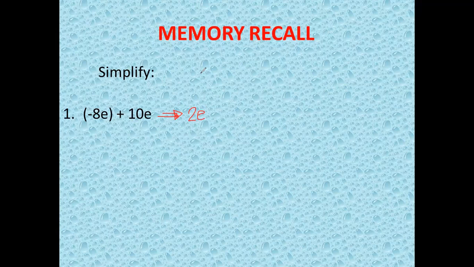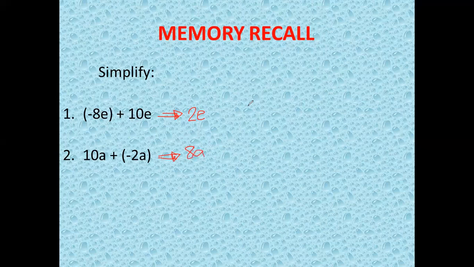Next, let me ask Chuik. 10a plus negative 2a. Yes, 8a. Very good, so that is correct. 10a plus negative 2a, that means we can also minus, so that is 8a. All right, that's correct.